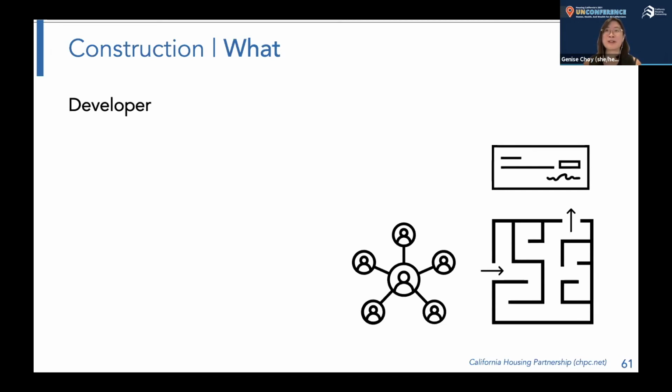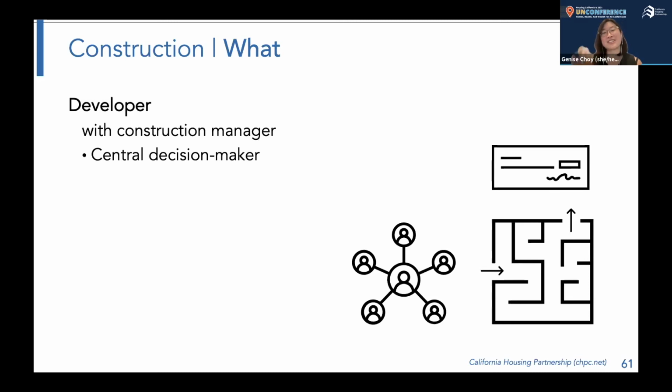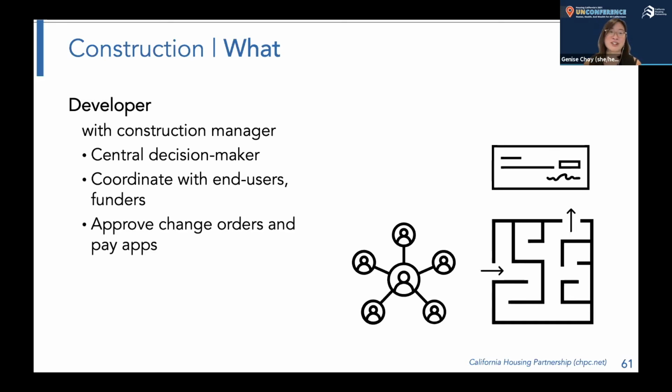So the developer, again, if everything goes well, all they do is cut checks, but things always come up. So they, with the construction manager, are essentially the central decision makers. They have to take into account what the end users need, what the funders want, and what's happening on site with the contractor, and using all that information, find a path forward, and then eventually approve or not approve any change orders that might come up, and approve pay-ups and cut the checks.